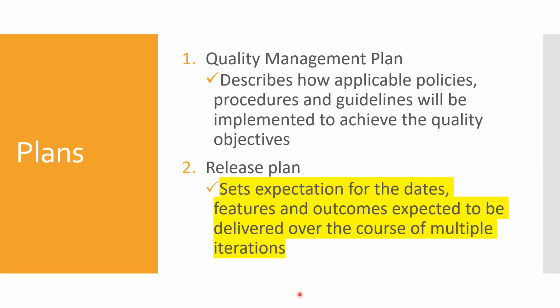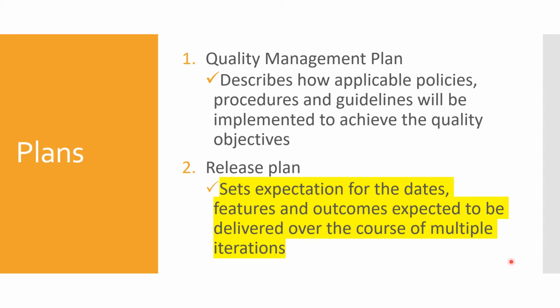The next one is the release plan. The release plan talks about the features, dates, and outcomes expected over the course of multiple iterations. A release might contain 4 or 5 iterations. It may be a release roadmap, talking about every 3 months, or a 3-month or 6-month release.